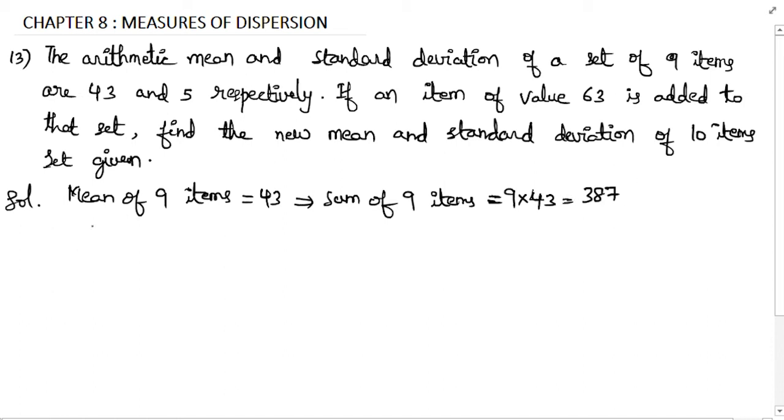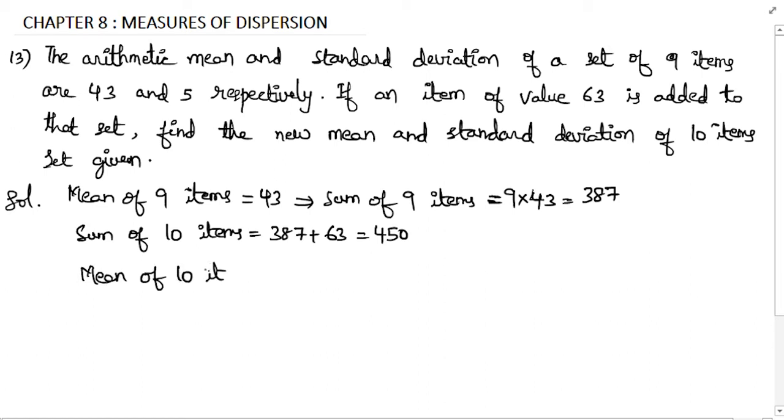Now the sum of 10 items is equal to 387 plus 63, as given in the question. So that is equal to 450. Since the sum is given, we can find the mean of 10 items. The mean of 10 items will be equal to the sum of 10 items divided by the number of items, that is 10, which is equal to 45.